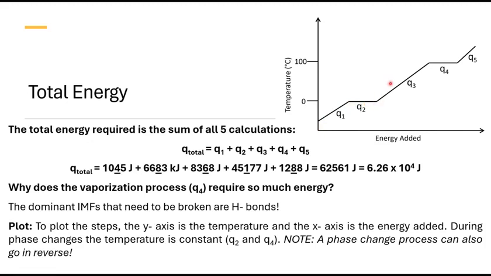Then we had to heat up the water, that's Q3, from 0 to 100 degrees Celsius. Then the phase change, Q4, is a plateau, because all of the energy added goes to the phase change and the temperature pretty much stays constant. Once the water has all vaporized, the vapor is heated to the target temperature. Note, a phase change process can also go in reverse.